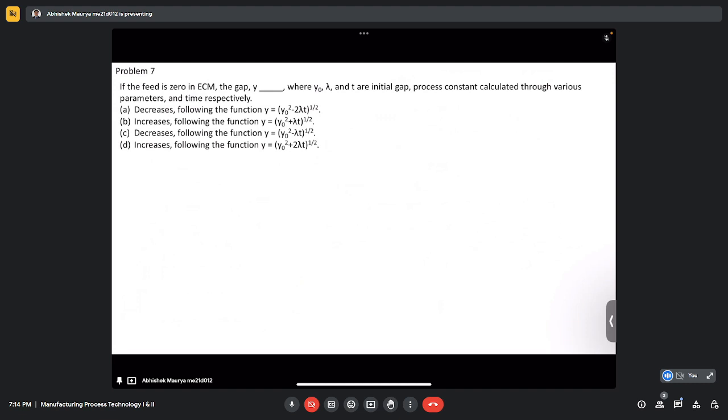Okay, let me help you out. So here, if the feed is 0 in ECM, the gap y. This is a fill in the blanks which we have to fill out, and there is something given where y0, lambda and t are the initial gap, process constant calculated through the various parameters, and time respectively. So we need to fill in the correct word.